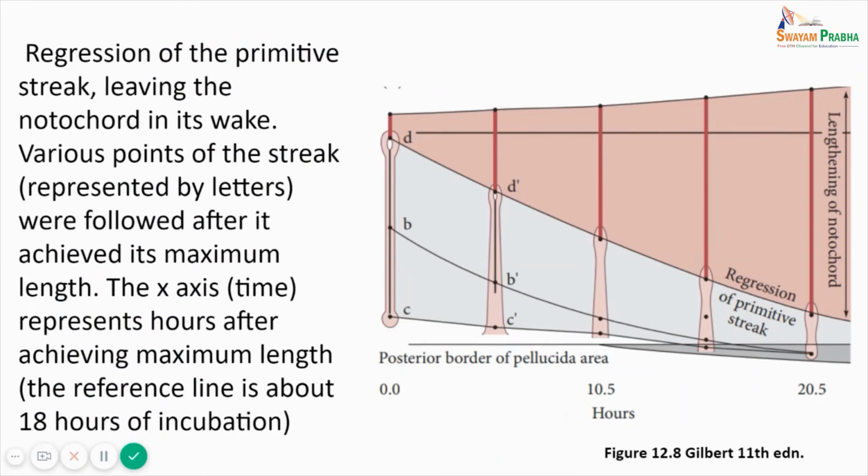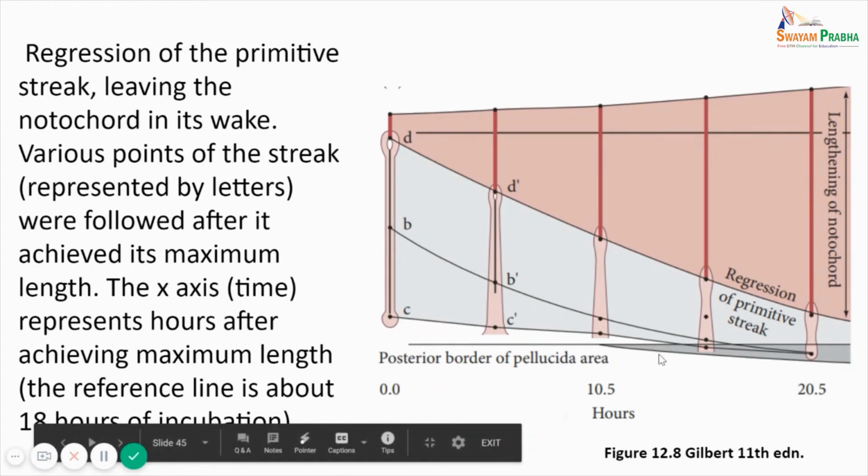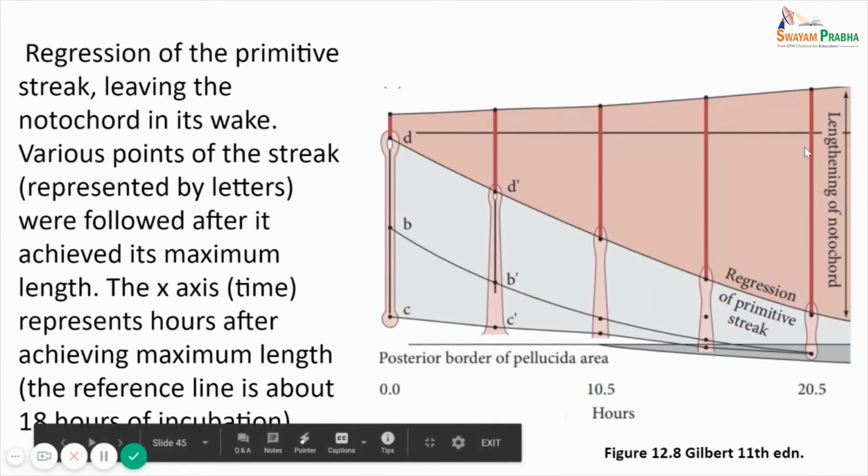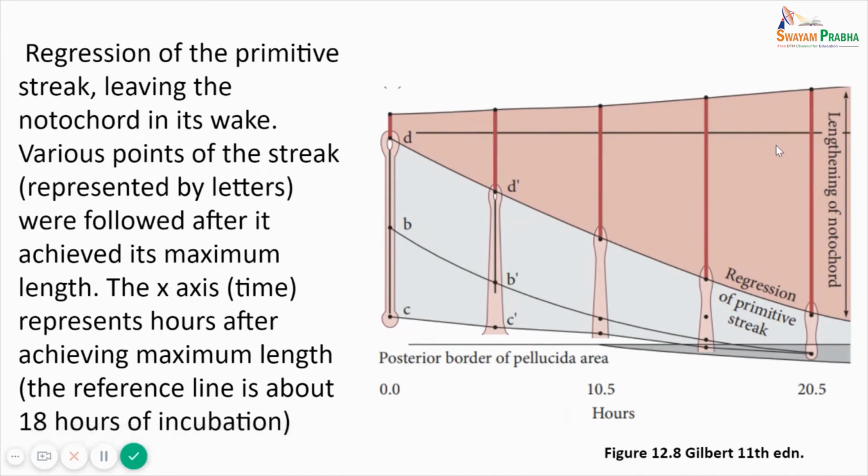This graph shows the regression of the primitive streak while it is leaving the notochord in its place. This is the anterior end and this is the posterior end of the epiblast. Now various points of the streak, which are represented by letters here, were followed after it achieved its maximum length. The x-axis indicates the time or the hours after achieving maximum length, and the y-axis represents the length of the notochord. The reference line here is about 18 hours of incubation.